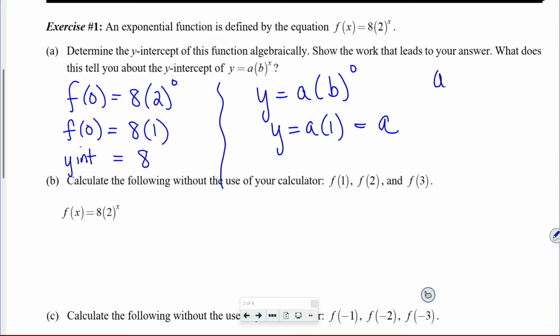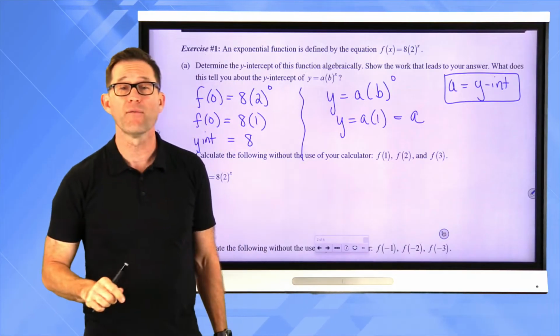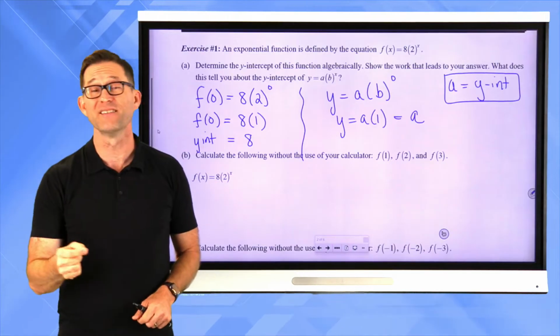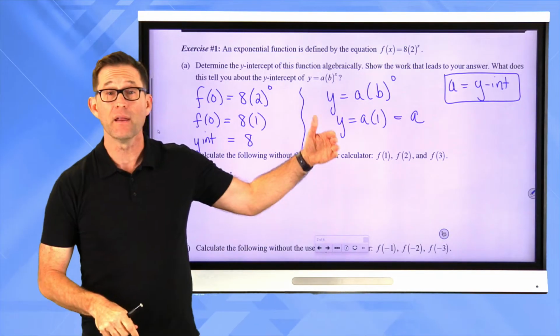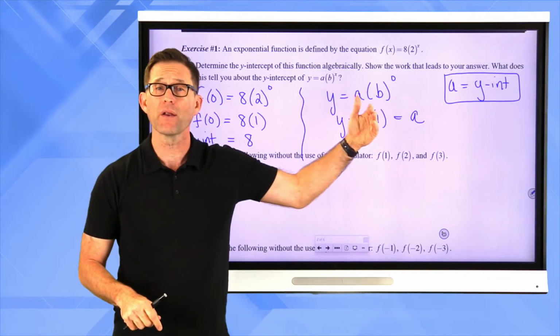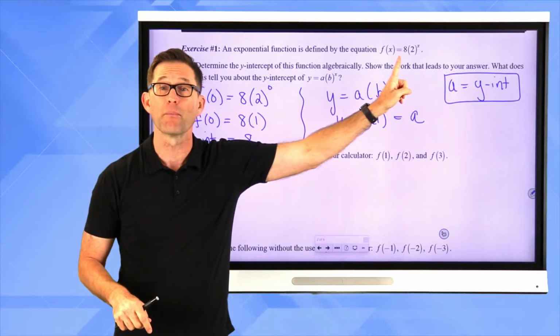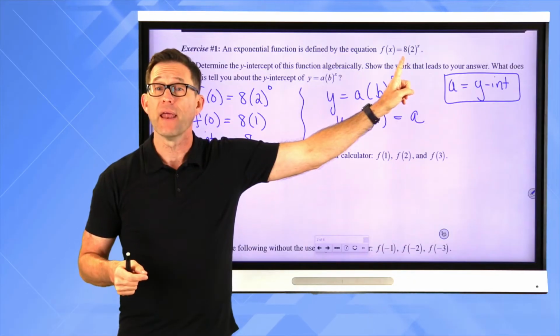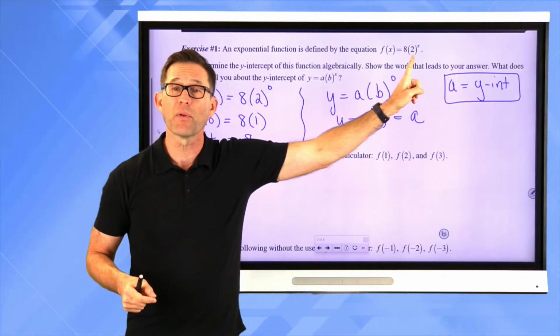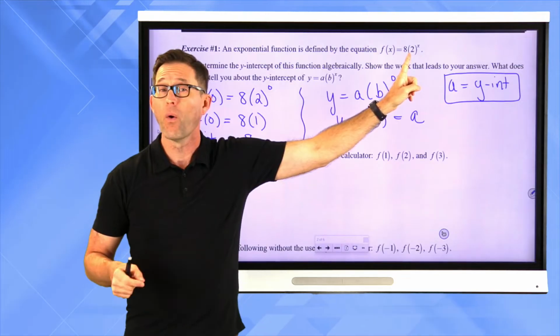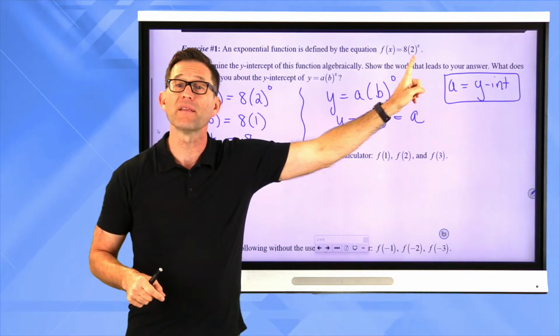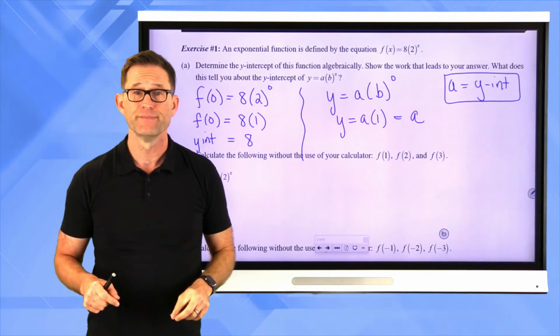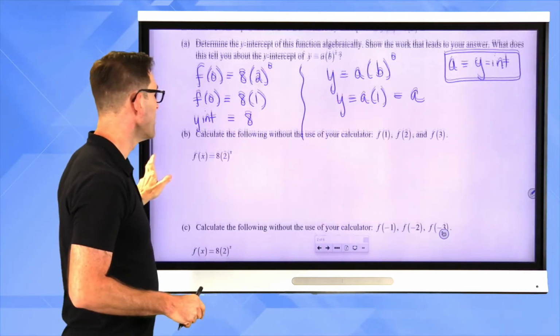So a is the y-intercept, which I know is a little bit confusing because when we have y equals mx plus b, the b is the y-intercept. But in an exponential function, what we always want to think about is that we are starting with this number. That is our y-intercept, our starting value. And then as x increases, we are multiplying it repeatedly by 2, or as x decreases, we are repeatedly dividing it by 2. Let's take a look at letter B.